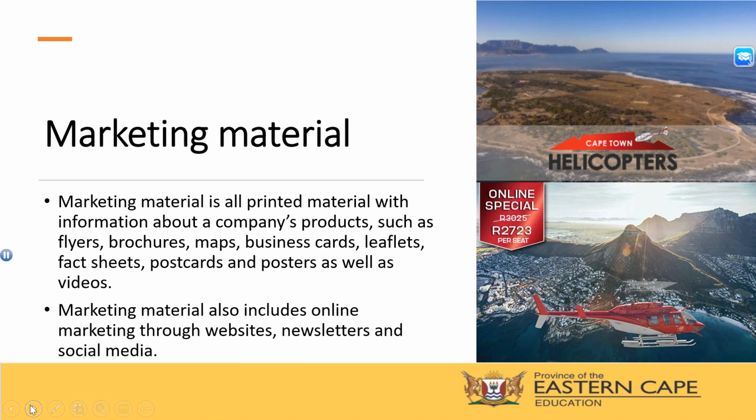The next consideration is marketing material. Now, marketing material is all printed material with information about a company's products. For example, flyers, brochures, maps, business cards, leaflets, fact sheets, postcards, and posters, as well as videos. Now, just to focus there specifically on the printed material, that is one aspect of the marketing material, where you have flyers, brochures, leaflets, etc.